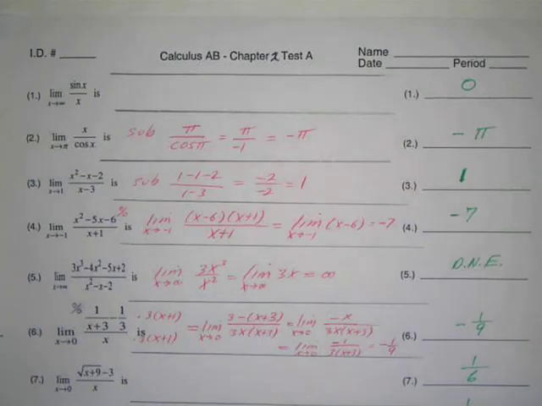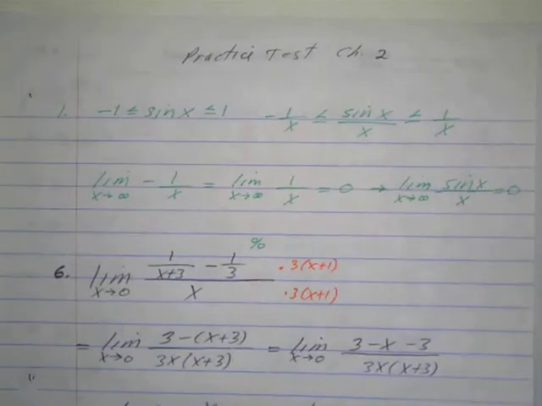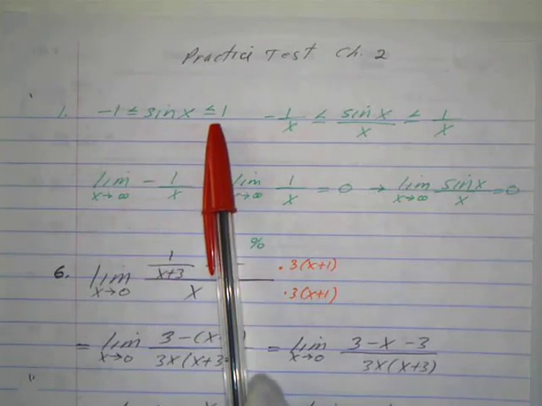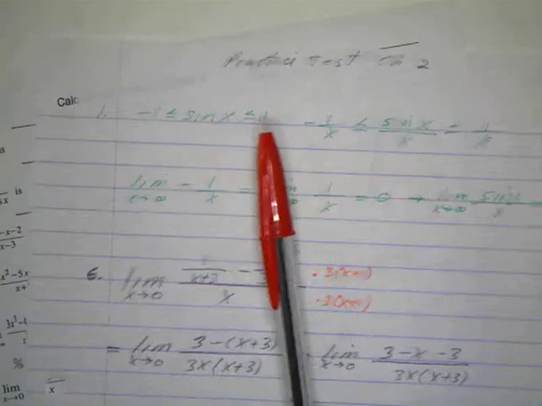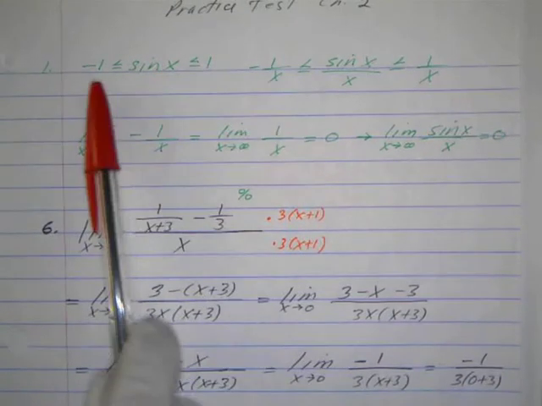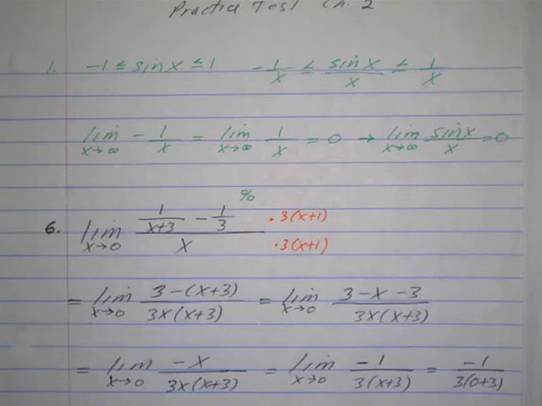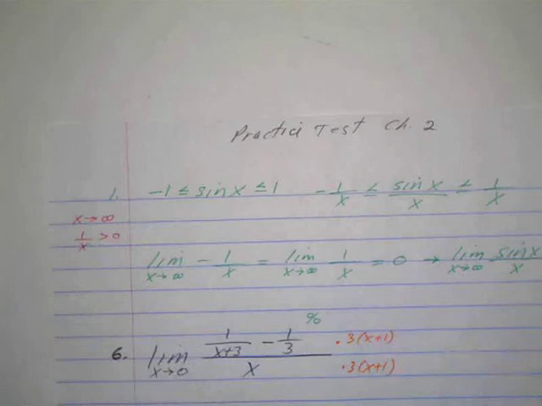Okay, that's the first one, and actually there was a little more work to that, so I showed you over here. And again, we know that the sine of x is going to be between -1 and 1. So what we can do is multiply through, because as x approaches infinity, 1 over x will be positive. I should state that. As x approaches infinity, 1 over x will be greater than 0.